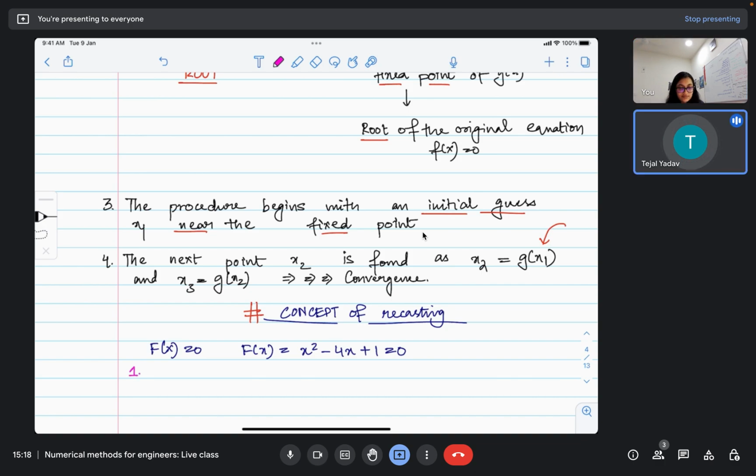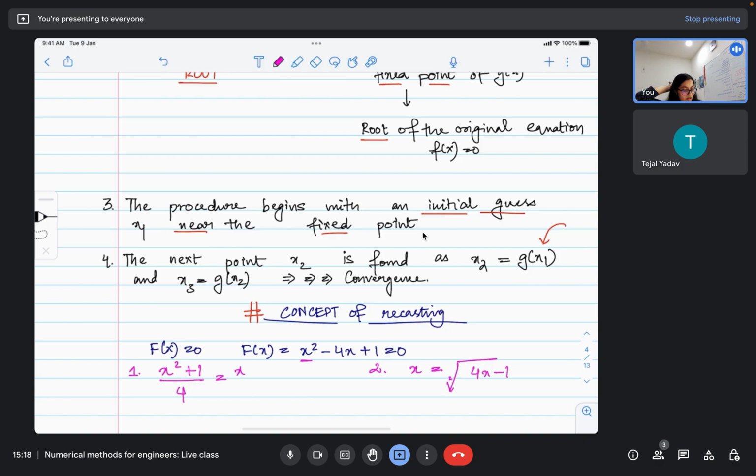Yes, ma'am. So we can write (x square plus 1) divided by 4 is equal to x. X square plus 1 remains on this side, 4x goes to the other side, and hence divided by 4 will be equal to x. Okay, this is one of the ways in which it can be recasted. The other way: x is equal to square root of 4x minus 1. You keep x square on this side and take 4x to the other side, minus 1, and square root.